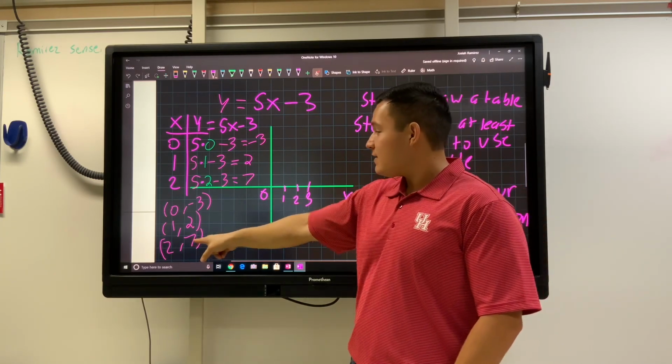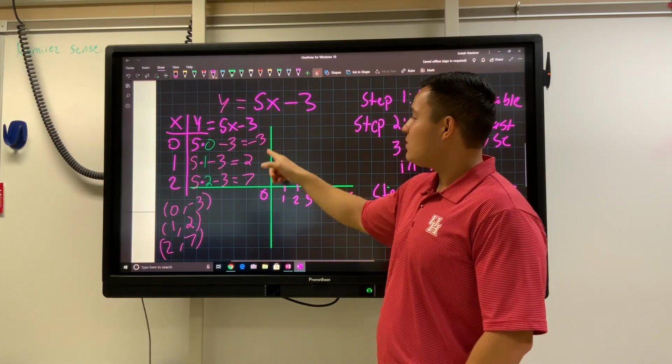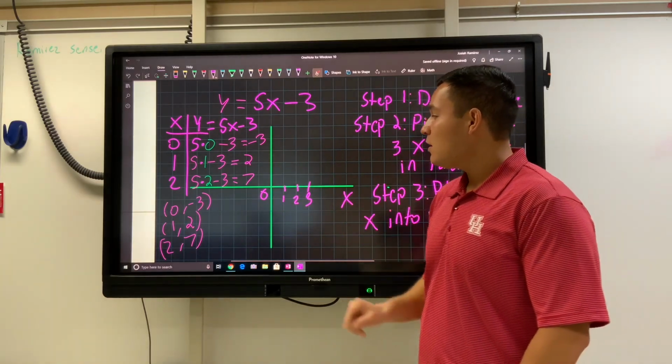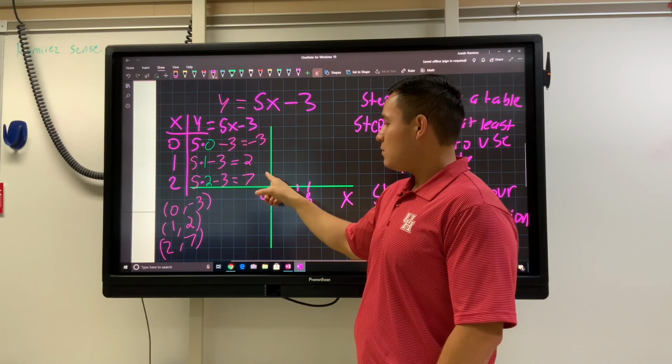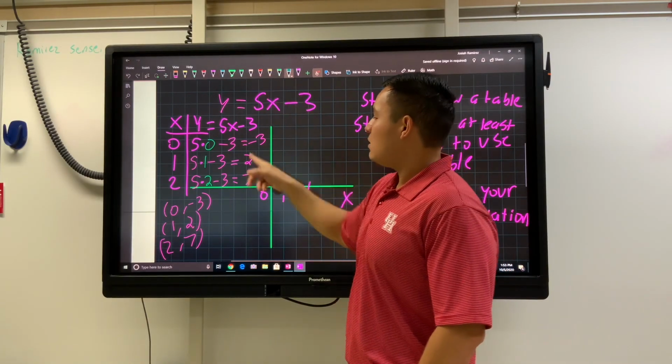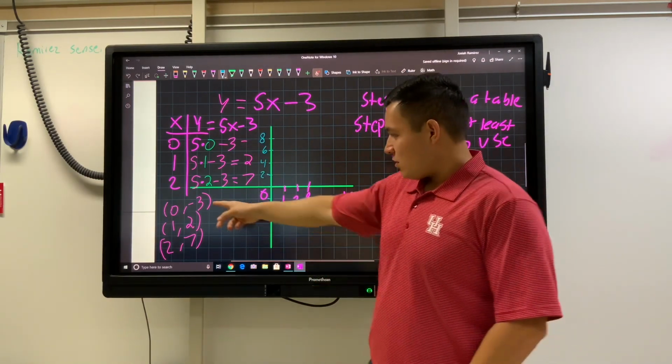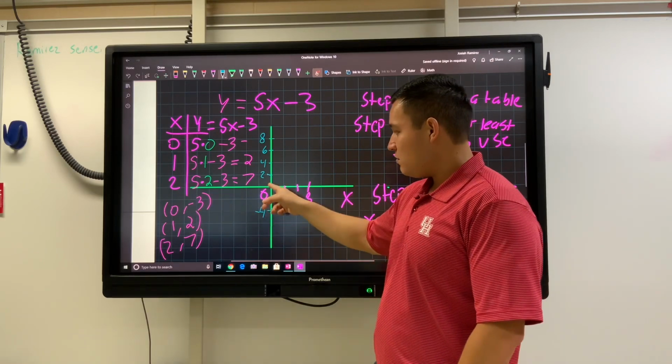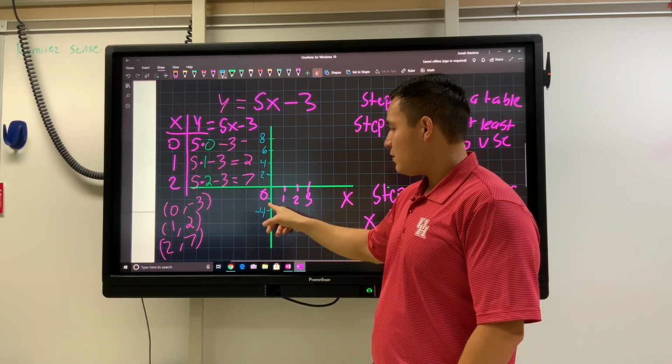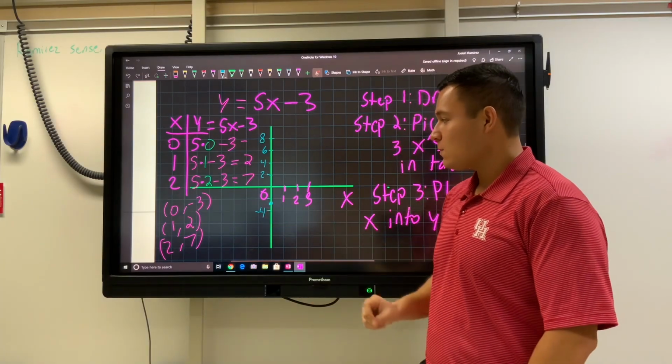Since I need to fit this 7, but I only put 4 boxes going up, I'm going to make my y's count by 2. And I'll label it with a different color. I need to find 0, negative 3. 0 for x, but down 3. That's going to be halfway between negative 2 and negative 4.